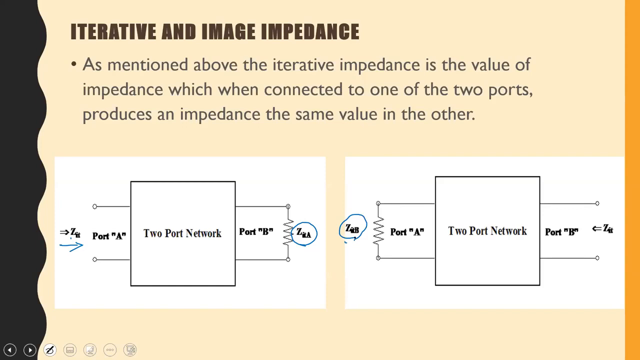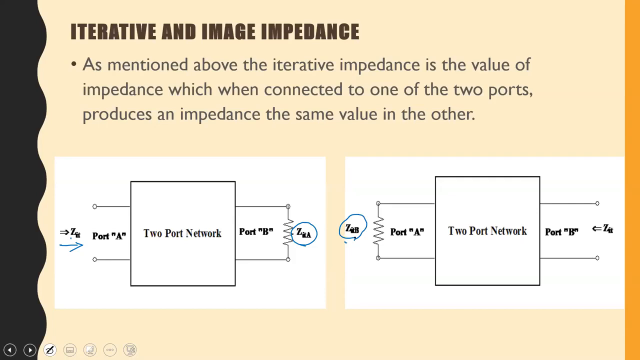By definition, the iterative impedance is the impedance which, when connected at one port, yields that same value at the opposite port. So if I connect the iterative impedance for port A at port B, then I'm going to get ZA. So if I connect ZA at port B, I'll get ZA. And that would be the iterative impedance, yes? Yes, if ZA is the iterative impedance looking into port A.